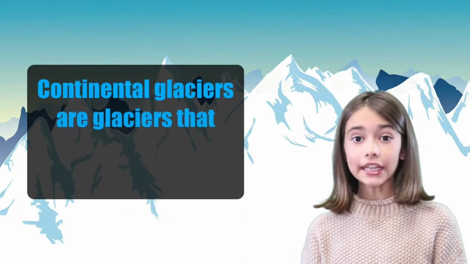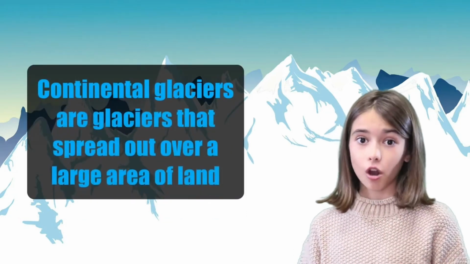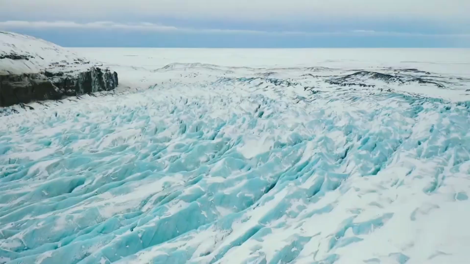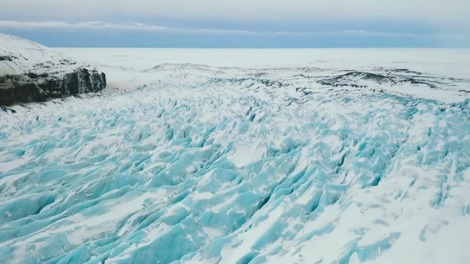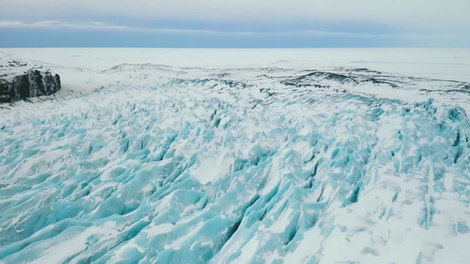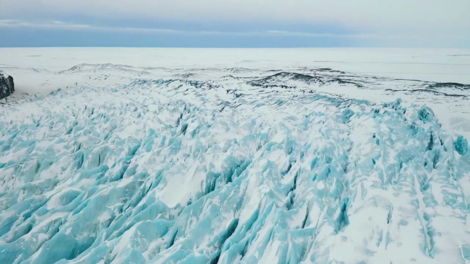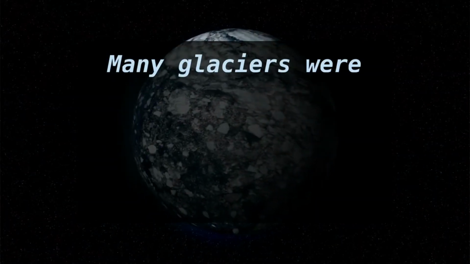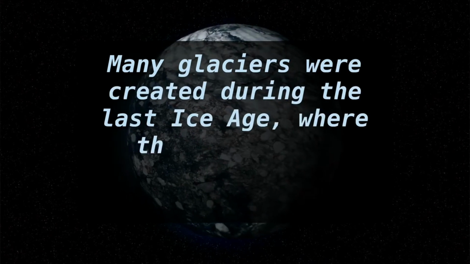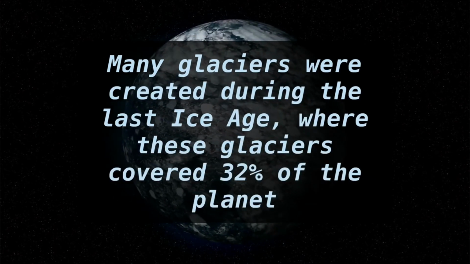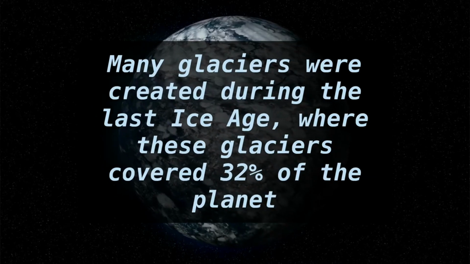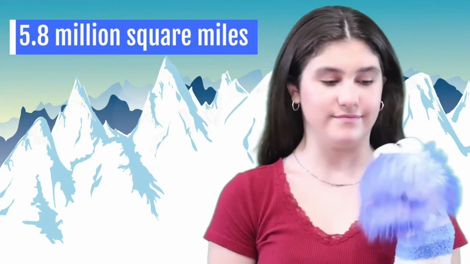Continental glaciers are glaciers that spread out over a large area of land. Some continental glaciers can still be found in Greenland and Antarctica. And hey, guess what? Many glaciers were created during the last ice age, where these glaciers covered 32% of our planet Earth. Now, glaciers cover about 10% of the Earth's surface, which is still over 5.8 million square miles. That's still pretty big. Good job.